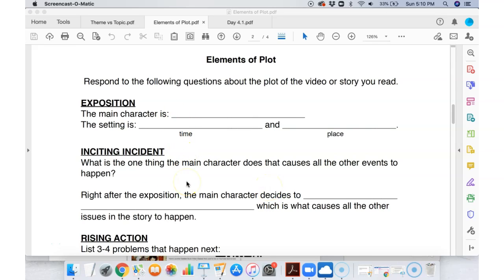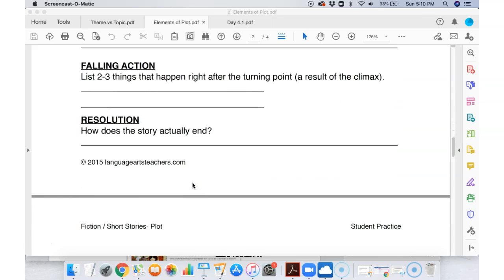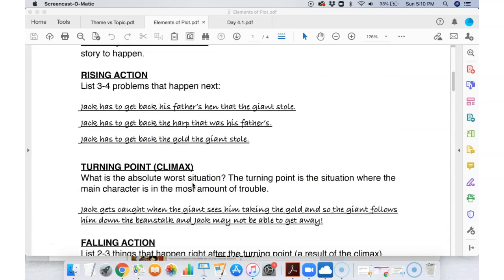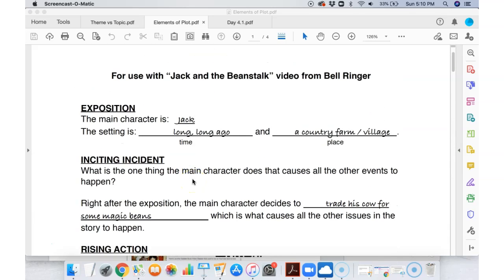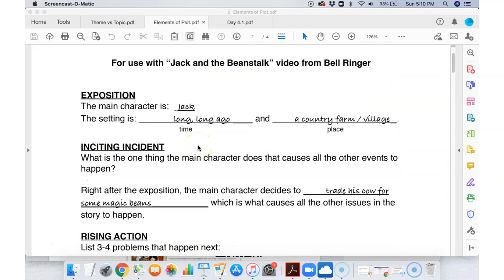Okay, in a second, you're going to get to watch another video of your choosing. It's not going to be Jack and the Beanstalk. It can be something else that you choose. And you're going to fill this out based on that video that you watch. So I'm going to explain this one. And you'll notice it says teacher instructions answer key because I'm sharing my answer key with you.